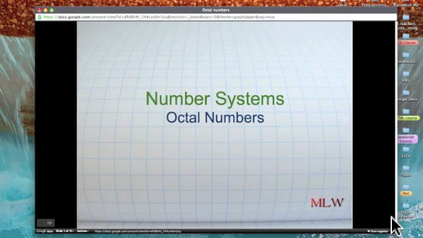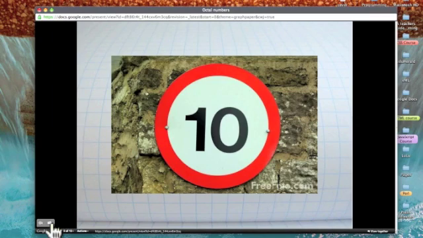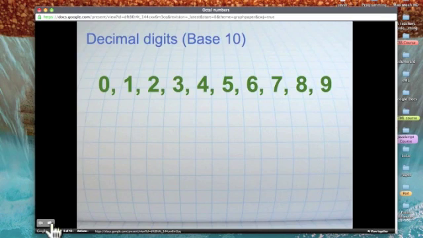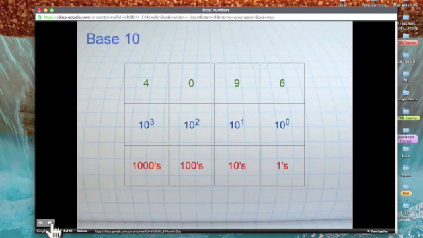This episode of Perl deals with octal numbers, or base 8. And like before, we're going to start by revisiting our base 10, or the decimal number system. Remember, we use the digits 0 through 9.